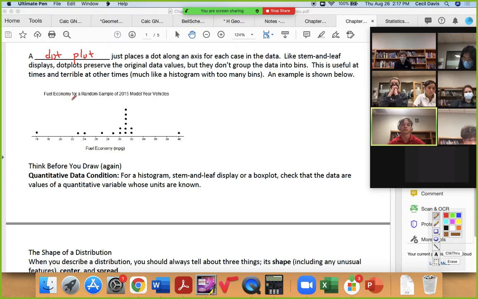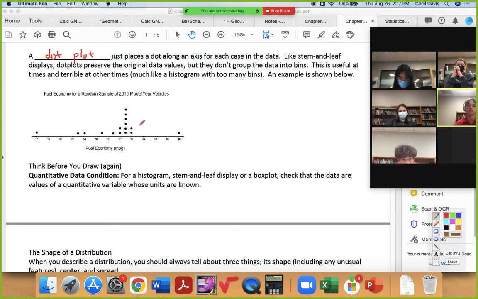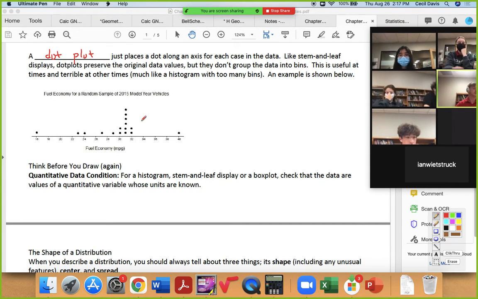This particular one was for fuel economy for a random sample of 2015 model year vehicles. Uh-oh. We lost somebody. We lost Ian. He's still there.